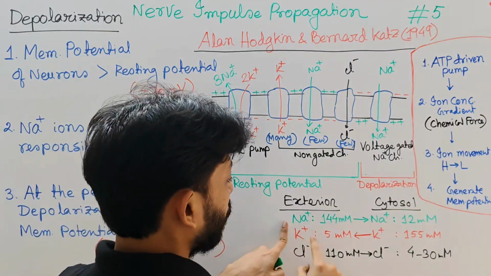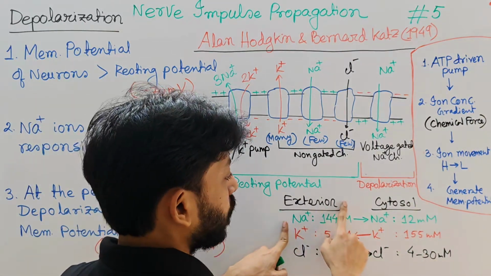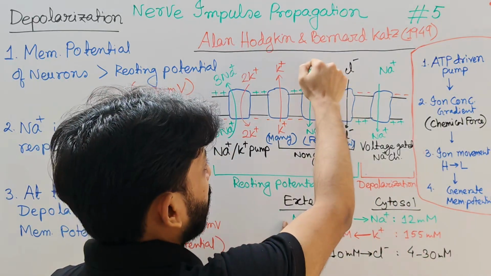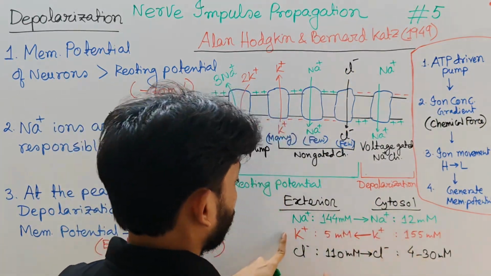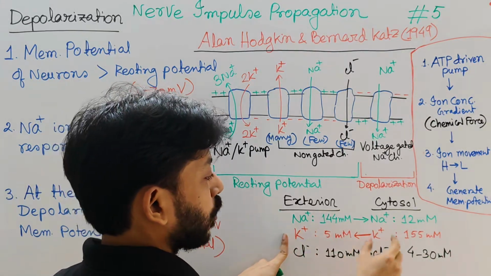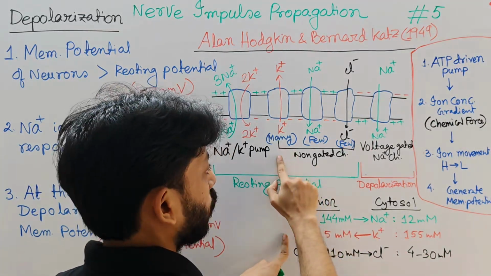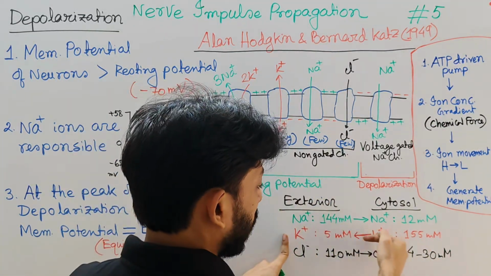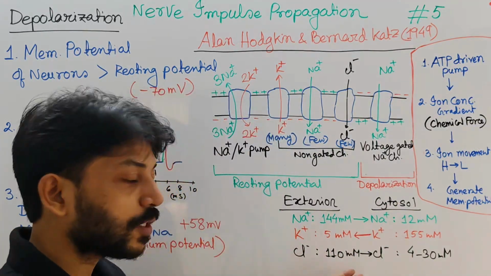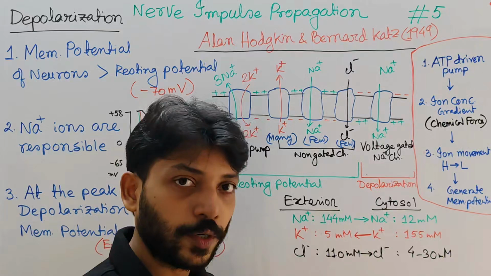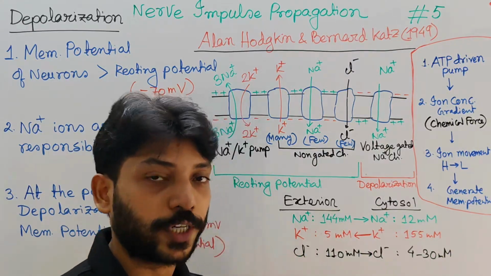Here, as you can see, sodium will move from the exterior to the cytosol because the concentration of sodium is higher outside, so it will move in this direction. In the case of potassium, because the concentration is higher inside, it will move from inside to the outside, and chlorine will move from outside to the inside. So this is the general movement of ions. It moves from higher to lower concentration.